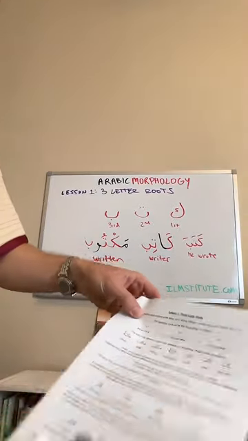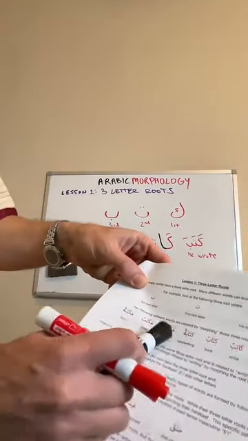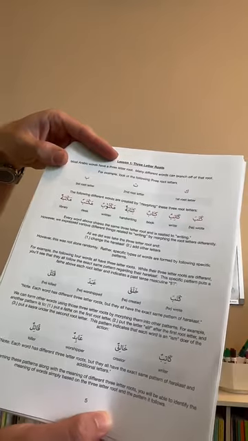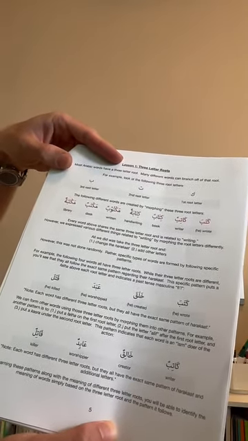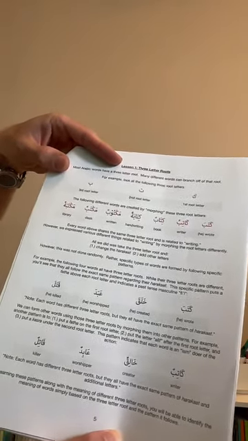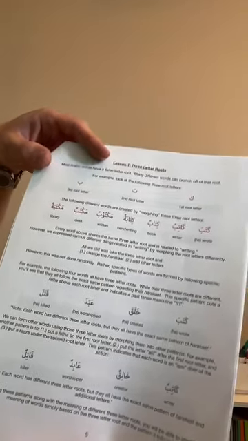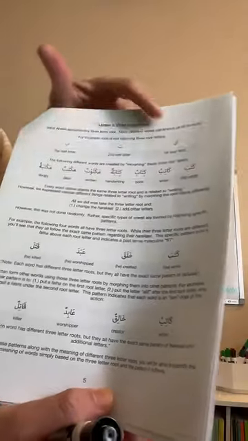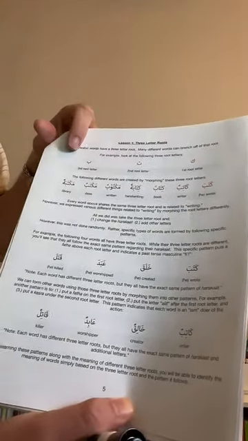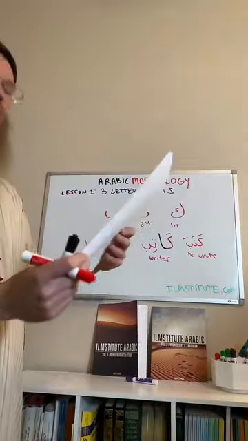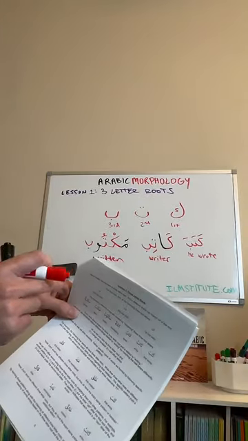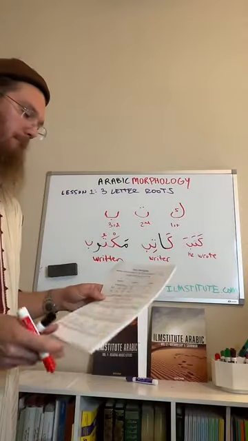There's more on the paper. There's 1, 2, 3, 4, 5, 6, 7 on the paper. All right? So you have kataba, he wrote, katib, writer, kitab, book, kitaba, handwriting, maktub, written, maktab, desk, maktaba, library. And all of these words share the same three-letter root. But what are we doing? We are just changing the harakat and adding letters, which is changing the meaning.